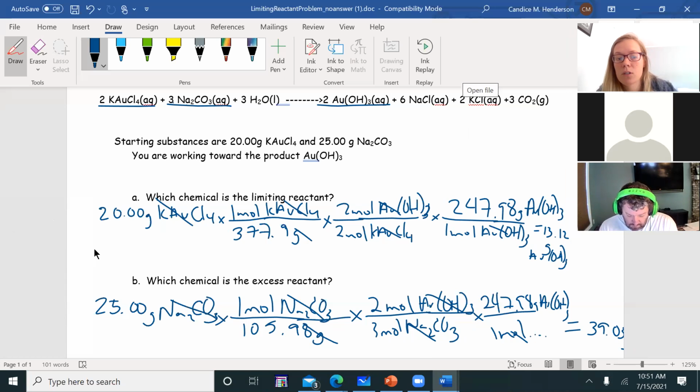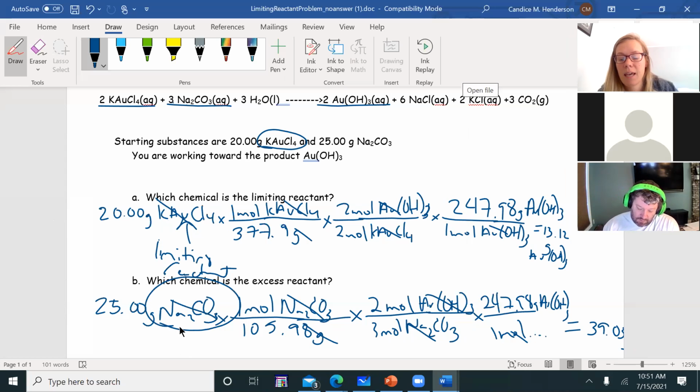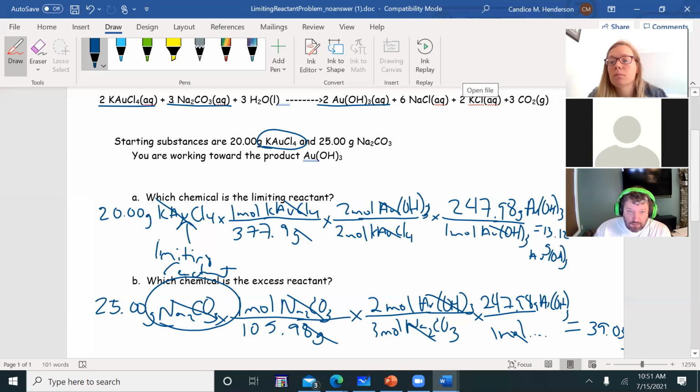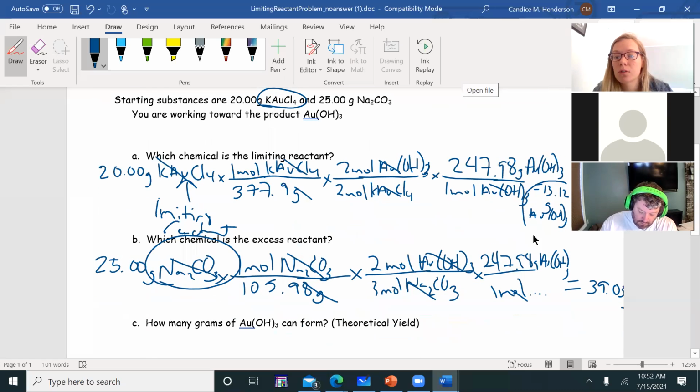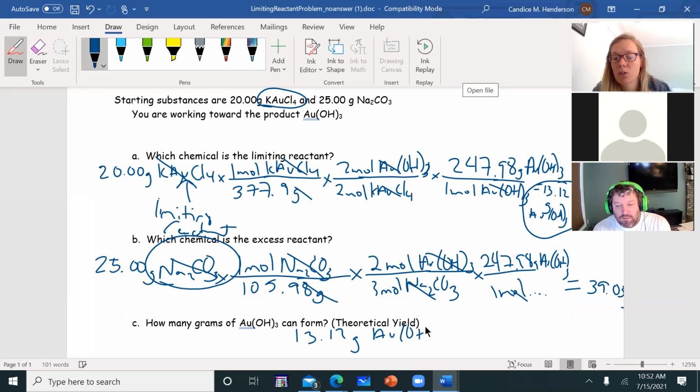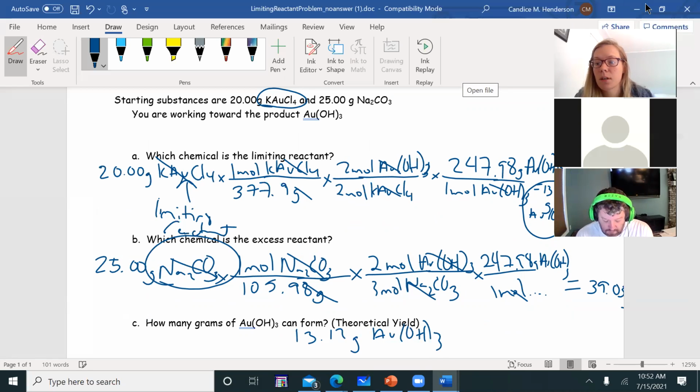So what is our limiting reactant? What is holding the equation back? KAuCl4. This is the limiting reactant. What is the excess reactant? This, the Na2CO3. We'll have more than enough of that to run the equation. What is the theoretical yield? The theoretical yield is the number produced with the limiting reactant, 13.12 grams of AuOH3. That's how much we can produce in theory.